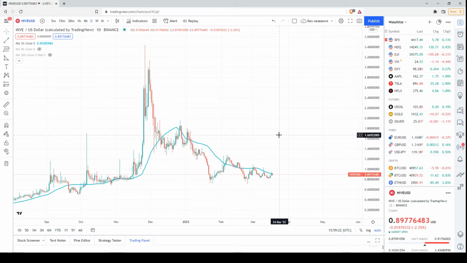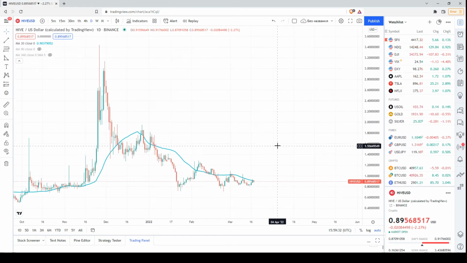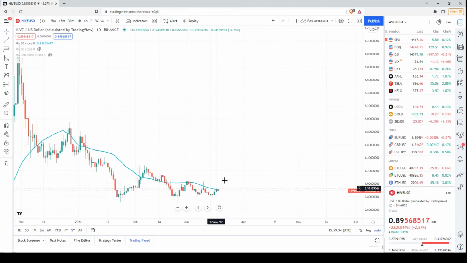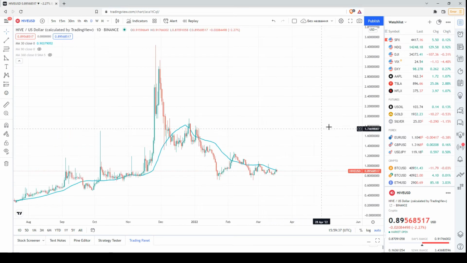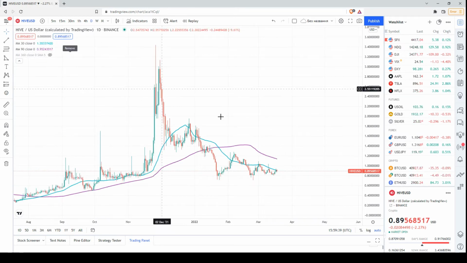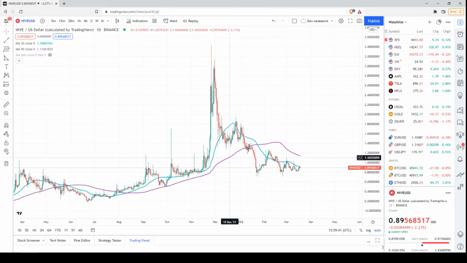So I consider this as a small bearish signal in the short run, because this is the monthly, or the 1 month moving average, and the price is below this 1 month moving average. At the moment it is testing this moving average. Let's see what happens.